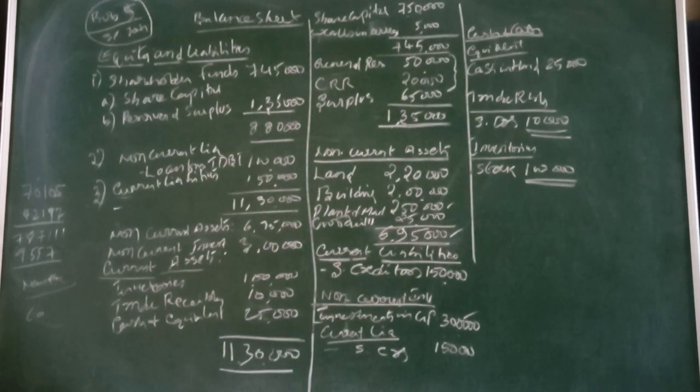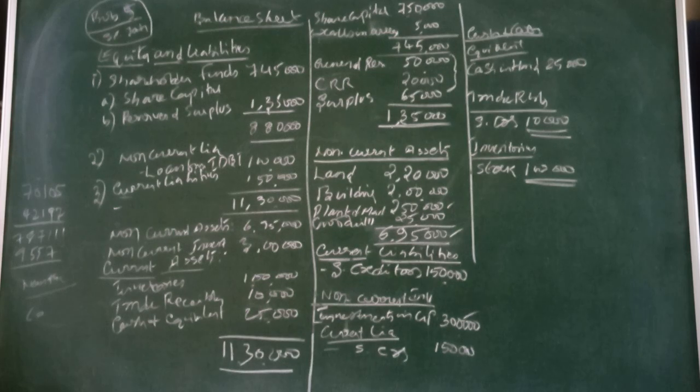Today we are going to see problem number 5, taken from Jain and Narang. We are required to prepare the balance sheet under the new format, that is Schedule 3. Okay, so we are required to prepare only the balance sheet. Some set of information is available, and from that we have to prepare the balance sheet.